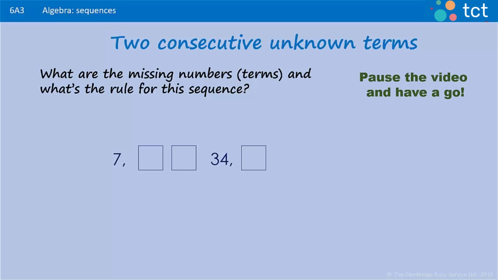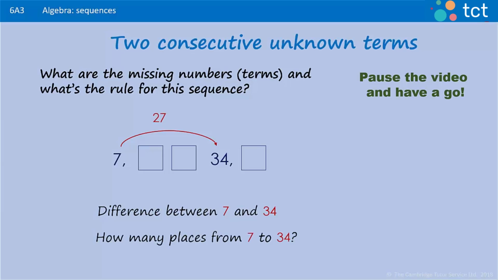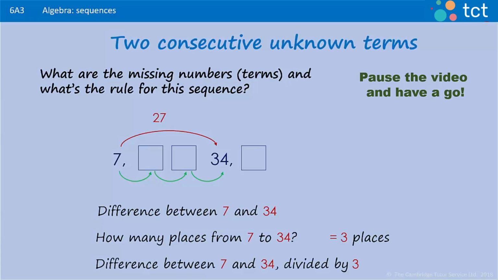The difference between 7 and 34, that's 27. How many steps from the term 7 to the term 34? 1, 2, 3. So there are 3 places from 7 to 34. The difference between 7 and 34, which is 27, divided by the number of places to get from the term 7 to the term 34. 27 divided by 3. That's 9.